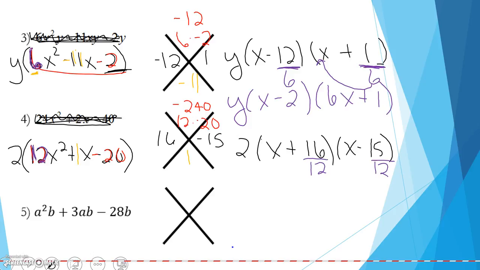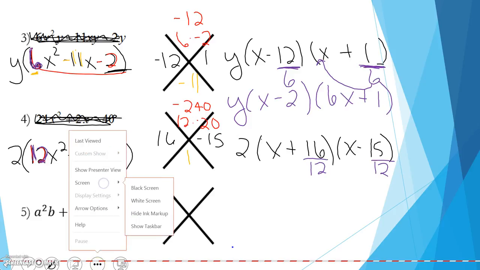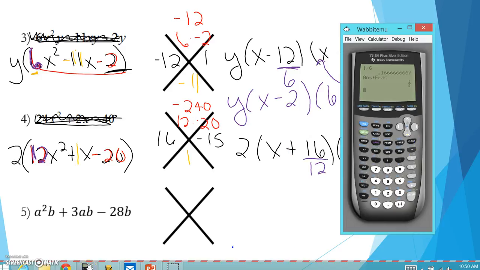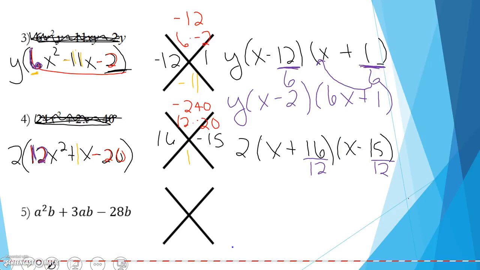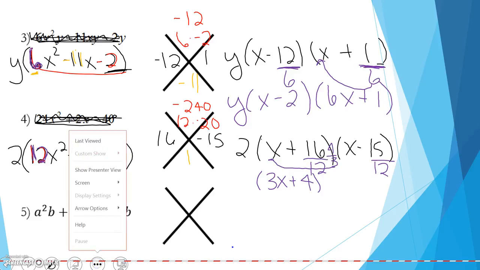16 divided by 12 doesn't divide nicely, so I go to my calculator. 16 divided by 12 is a gross decimal, so I hit math, enter, enter. This fraction reduced to 4/3, so I slide the 3 and keep the 4. So it would be 3x plus 4. Our calculator reduced it to 4/3, and then you slide the 3. All right, let's do the next one.